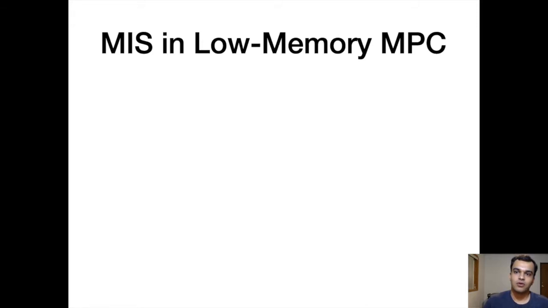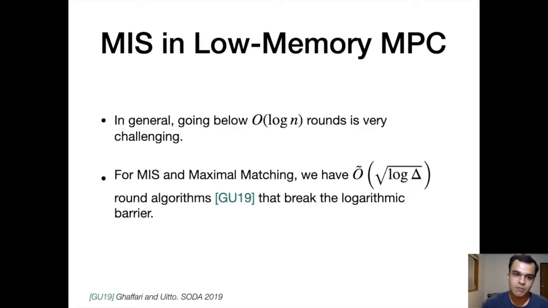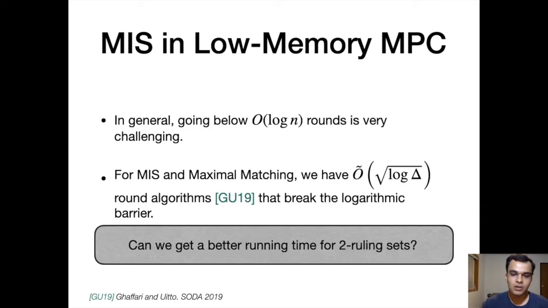For MIS in the low-memory MPC model, in general, going below log n rounds is very challenging, but perhaps surprisingly, for MIS and maximal matching, we have O tilde square root log delta round algorithms that break this logarithmic barrier. So a question that arises is, can we get a better running time for two ruling sets?